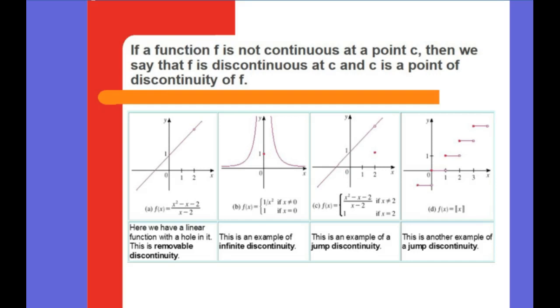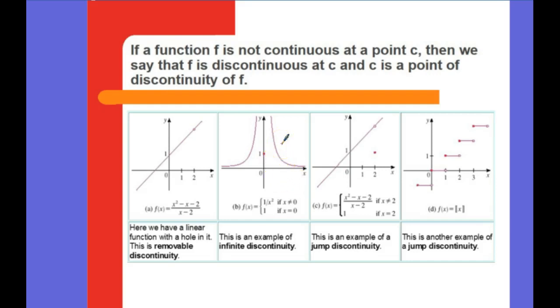If a function f is not continuous at a point C, then we say that f is discontinuous at C, and C is considered a point of discontinuity. We have several names for our discontinuity. So, infinite discontinuity is vertical asymptotes. So vertical asymptotes will be infinitely discontinuous because their graph is going to infinity at a point of discontinuity. So that's kind of what you're witnessing here.